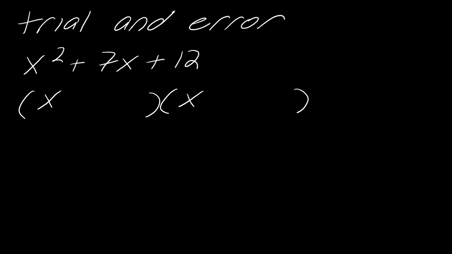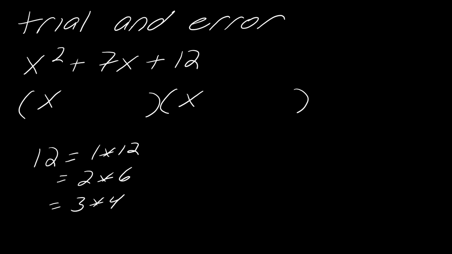And now here's kind of the plot twist. What do I multiply to get to 12? Well, 12 can be multiplied together a couple of ways. I could do 1 times 12. I could do 2 times 6. I could do 3 times 4. So there's a couple different ways to make 12. You might already know what the answer is, but let's really think this through.